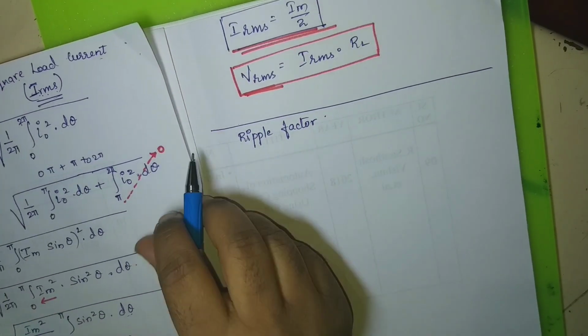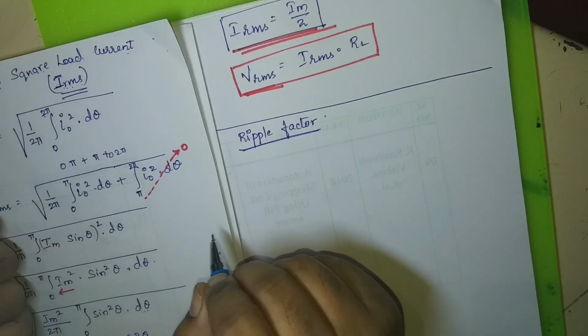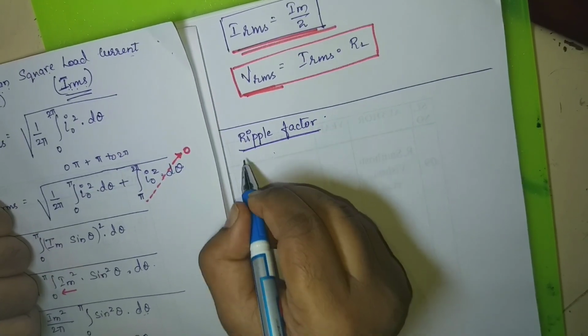Next topic is ripple factor. What is ripple factor? How do we define it? And what is its significance? First thing, what is ripple?